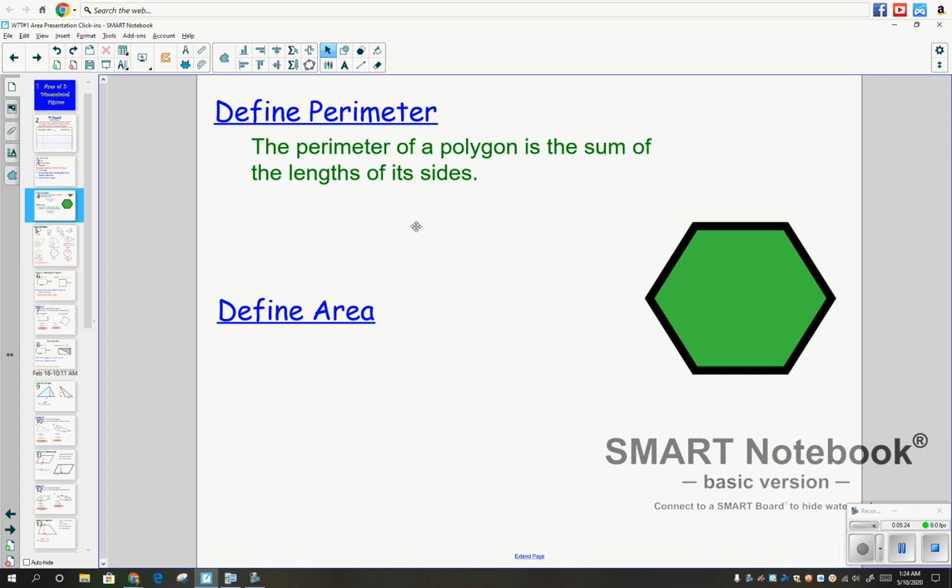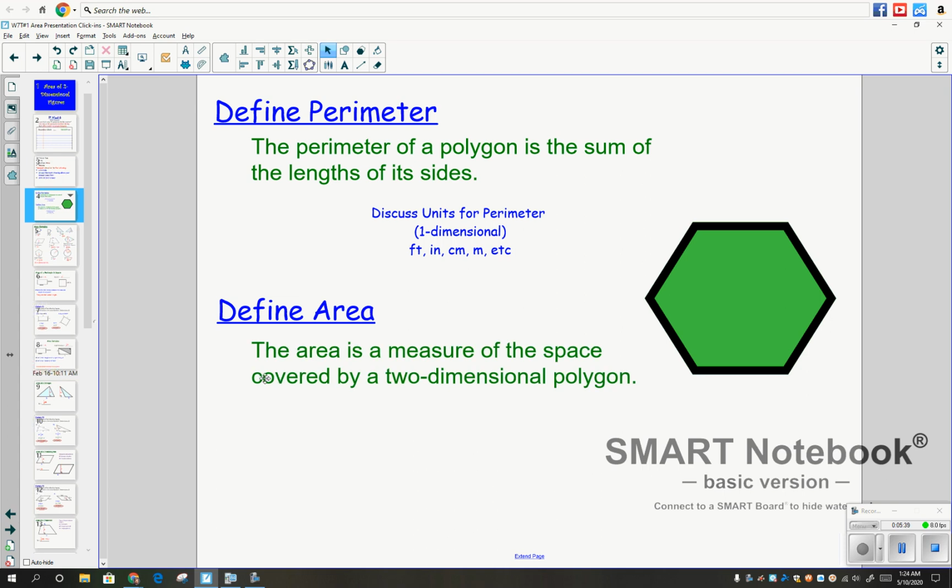Okay, it was a one-dimensional unit of measure. So when we're talking about a unit, it's either feet, inches, centimeters, meters, etc. One-dimensional. Well, now we're going to look at area. We're going to multiply some things together. The area is a measure of the space covered by a two-dimensional polygon. Polygons are two-dimensional. They measure in two different directions. So whenever we talk about the area of a two-dimensional figure, it's going to be feet squared, inches squared, centimeters squared, meters squared.